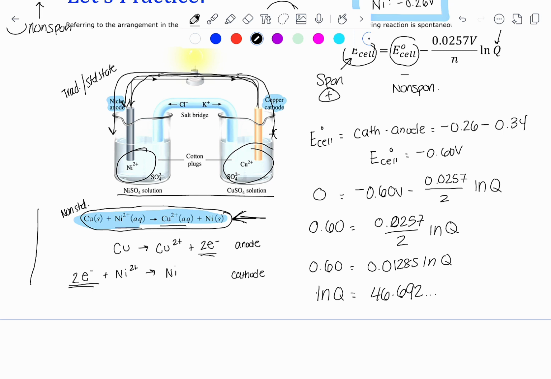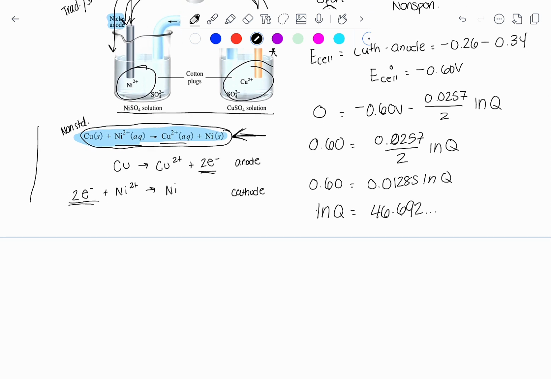46.692 and some change. Now the reversal of a natural log is e to the. So when we're doing standard state conditions, when we want to get rid of a base 10 log, we use 10 raised to the whatever that value is. Here we're doing natural log, so the reversal of a natural log is e. So we're going to do that Q is equal to e raised to the 46.692 and some change. So we do that in our calculator, second E, answer, I get a Q value of 1.898 and so on, times 10 to the 20.